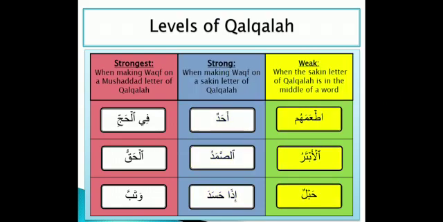And in the final level, the weak level, is when the sakin letter of Qalqala is in the middle of the word. In the first example, the ta is a sakin letter, it is in the middle of the word, so the level of Qalqala will be weak. In the second example, abtar, the ba is a sakin letter of Qalqala in the middle of the word, so the level of Qalqala will be weak. And in the final example, hablun, ba is a sakin letter of Qalqala in the middle of a word, so the level of Qalqala will be weak.